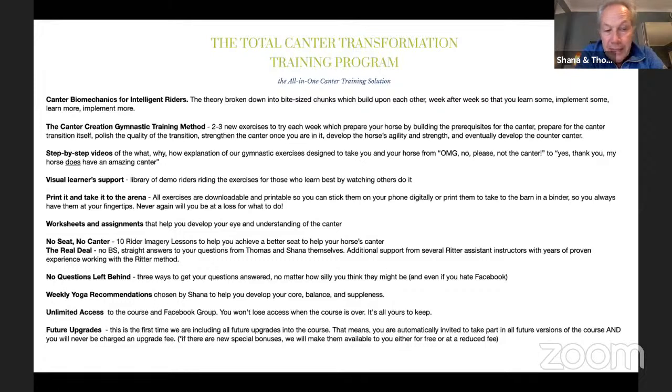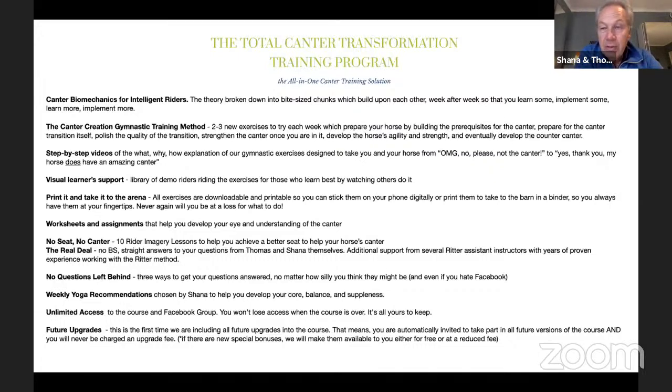Then you have unlimited access to the course in the Facebook group. So in other words, you won't lose access when the course is over. You can keep it forever. So if something happens, you get sick, the horse gets injured, and you have to interrupt the course, no big deal. You don't lose access to it. You can take your time to recover, or the horse can take time to heal, and then you can start over or resume where you left off, even if it's a few months later.